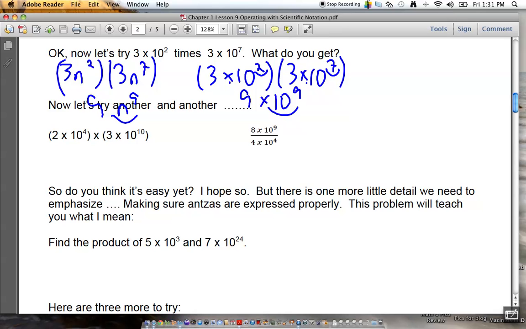Okay, ready? Multiply coefficients, take it down. Add exponents. What's 2 times 3? 6. Times 10 to what? 14. Done. That's it. Right? It's pretty simple and straightforward.